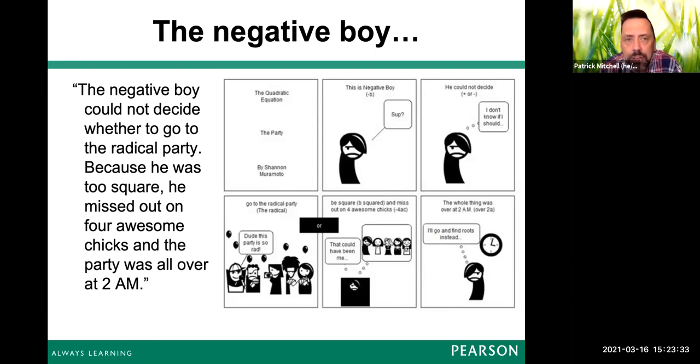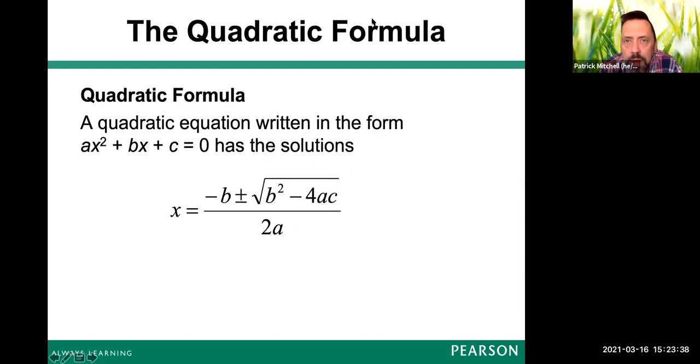Which I was very happy about because I don't have the talent to do this kind of thing. So just in case it's not clear, let me show you how the story fits in with the quadratic formula. Let me bring up my spotlight here. Okay, so it goes, the negative boy could not decide, that's the plus or minus, whether to attend the radical party. Because he was too square, he missed out on 4 awesome chicks, and the party was all over at 2 a.m. Isn't that cute?